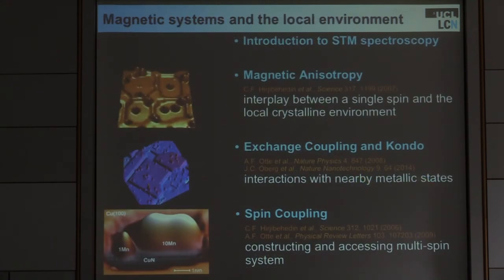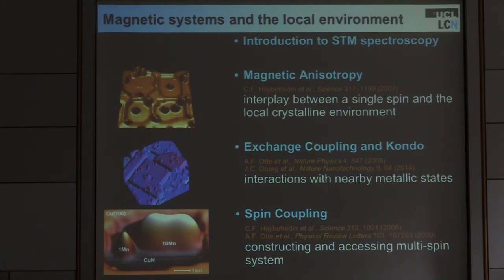I'm going to start by looking at an introduction to STM-based spectroscopy, particularly for those of you who do not do scanning tunneling microscopy, which is our probe of choice. We'll just quickly review some of the things you can do with that. We'll then talk about how you can use that to probe magnetocrystalline anisotropy, so that's essentially how the spin interacts with its local crystalline environment.